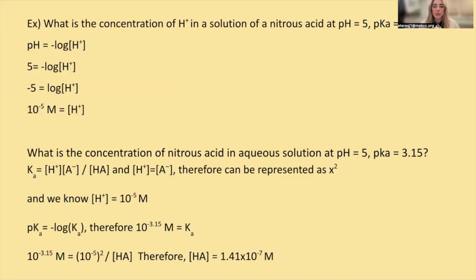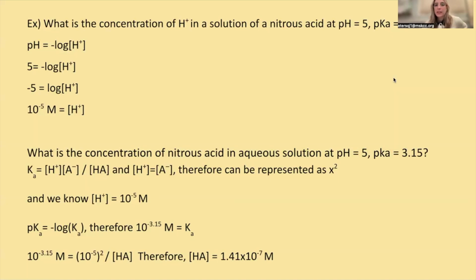So the other information we know is the Ka formula. We also know the concentration of H plus ions. And H plus ions is going to equal the same concentration as the deprotonated acid. So all we need to solve for now is the HA concentration. We find that the concentration of HA is 1.41 times 10 to the negative 7th molar.